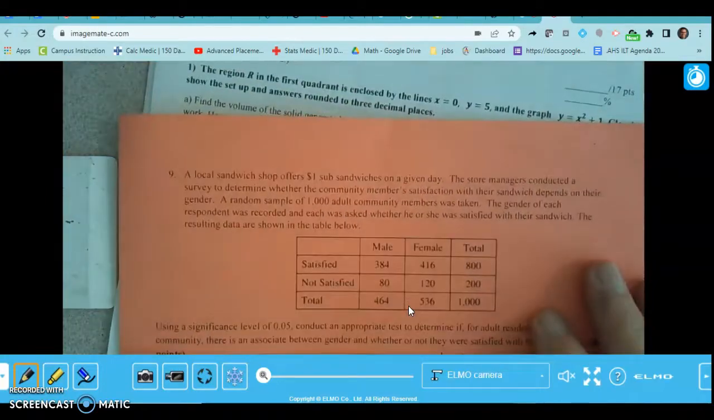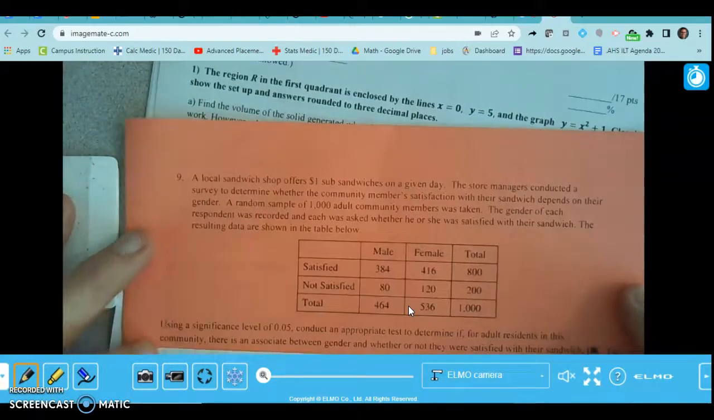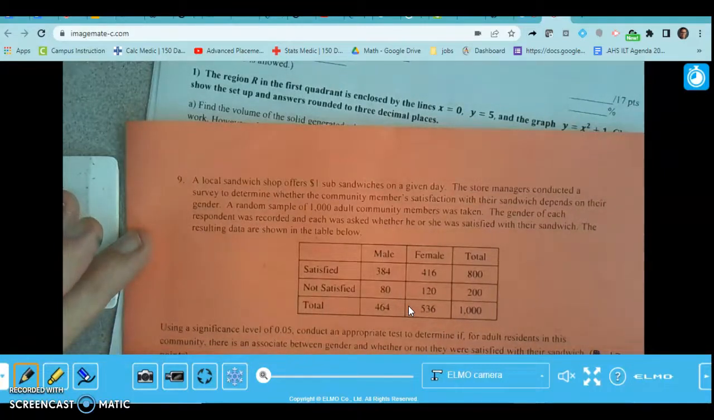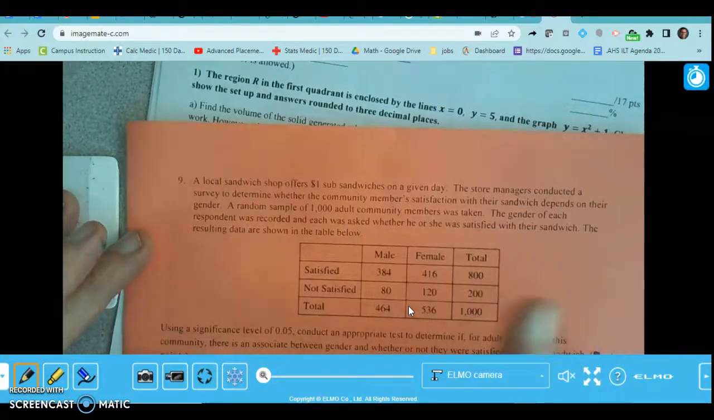So the last question here is question number 9, and they say that we're supposed to do a hypothesis test to see if there's an association between gender and level of satisfaction at this particular sandwich shop. So we have a matrix. We're sampling from one population because we did one random sample. The matrix tells me that it's either going to be independence or homogeneity, and the fact that we're sampling from one population indicates that it will be independence.